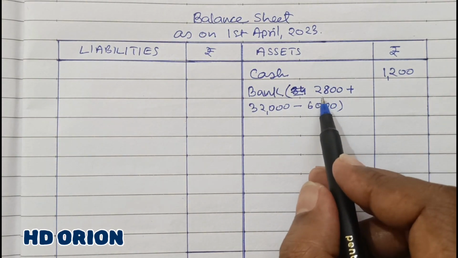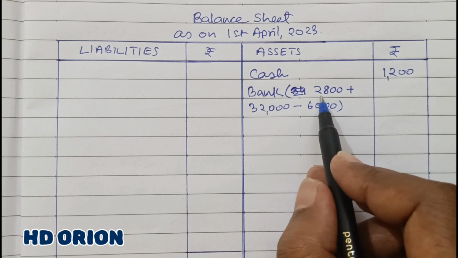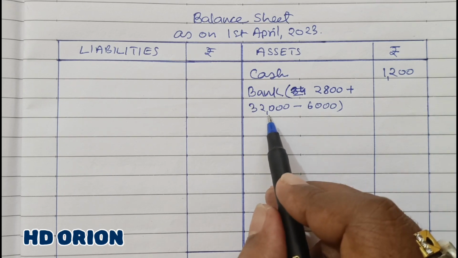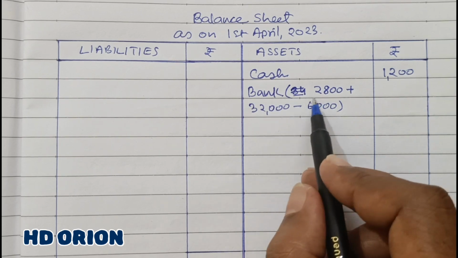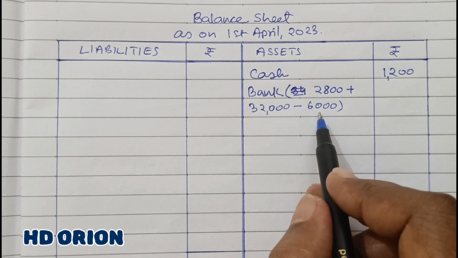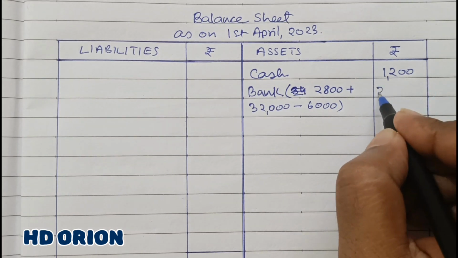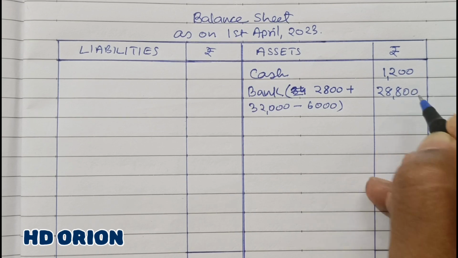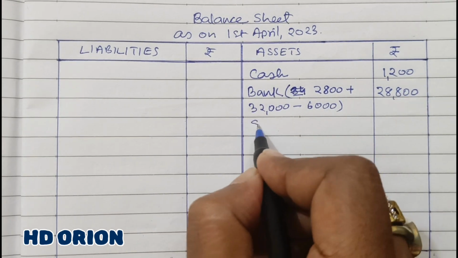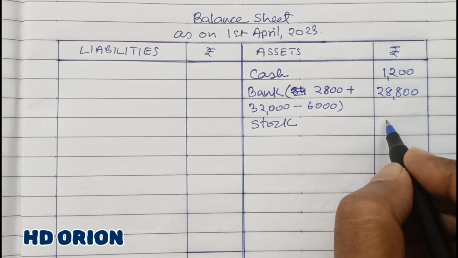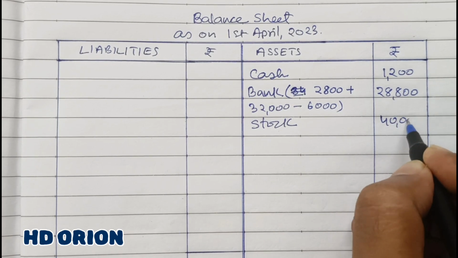And as a result, because the money was not enough in the old balance sheet, this overdraft was not cleared. But now when enough amount is there, this overdraft is to be cleared. So after subtracting this overdraft, the amount is rupees 28,800 bank balance. Then stock has increased by 8,000 rupees and now it is 40,000.